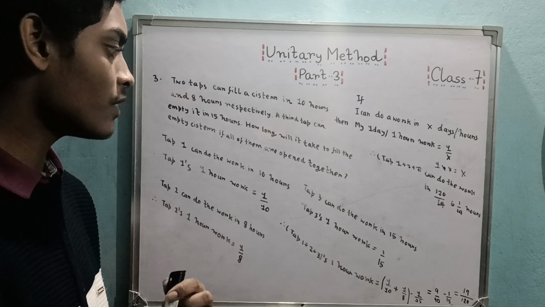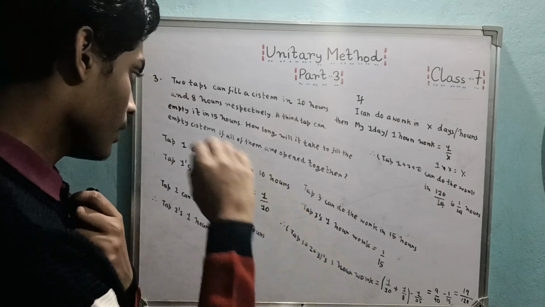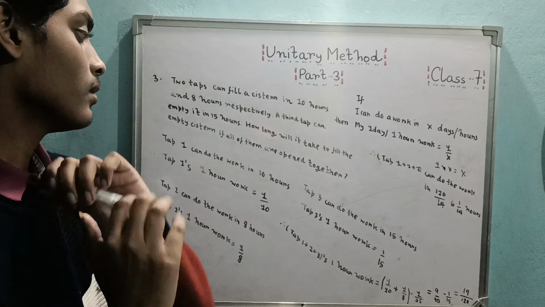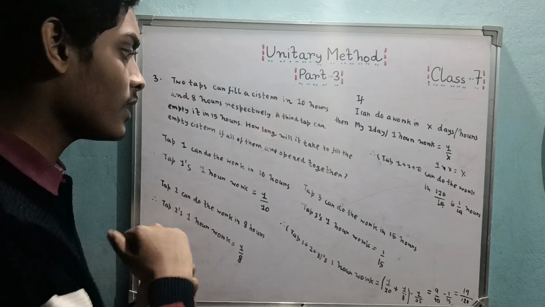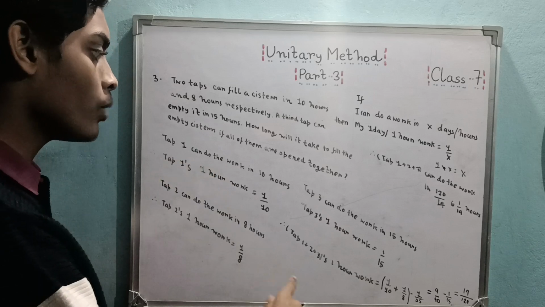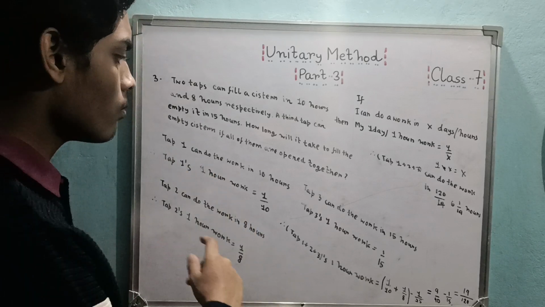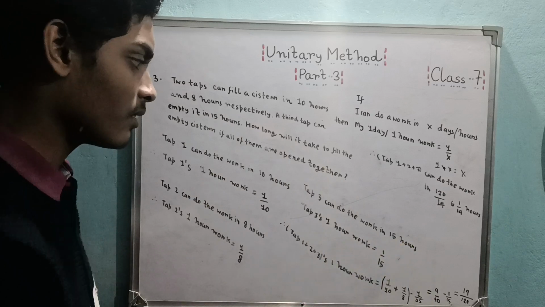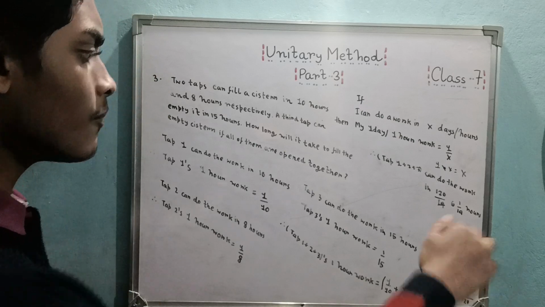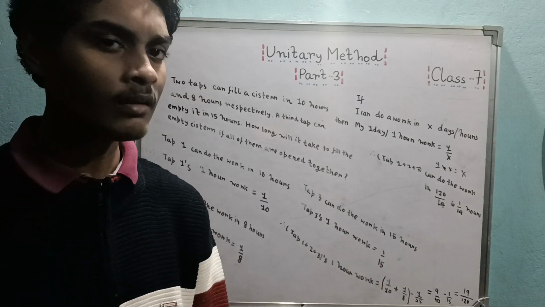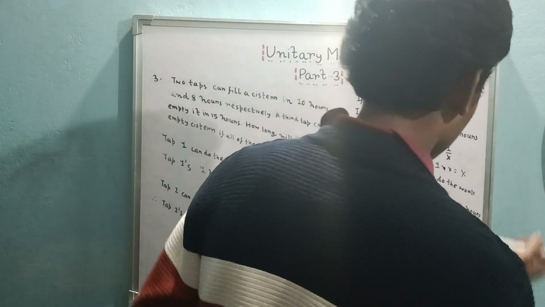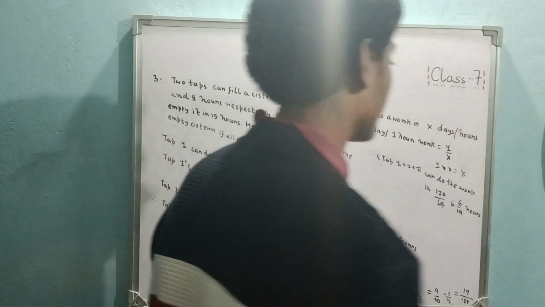So tap 1 plus 2 plus 3's 1 hour work will be the positive works of tap 1 and 2 added up, and the negative work of tap 3 subtracted from it to get the resultant 1 hour work of tap 1, 2 and 3 together. Then tap 1, 2 and 3 together can do the work in the reciprocal of 19 by 120. 120 by 19 is equal to 6 whole 6 by 19 hours.